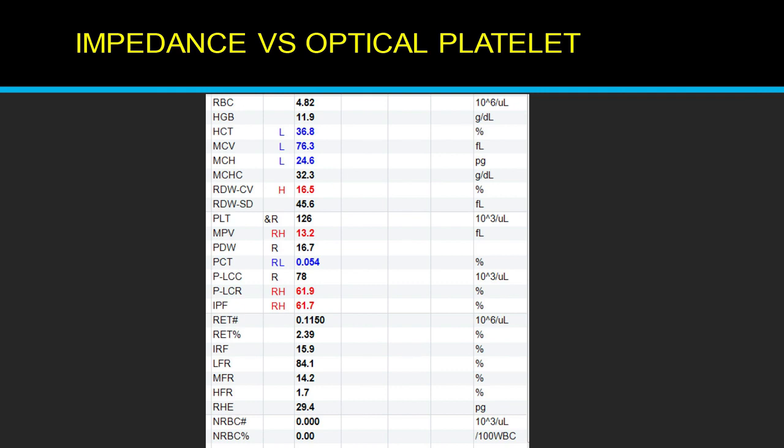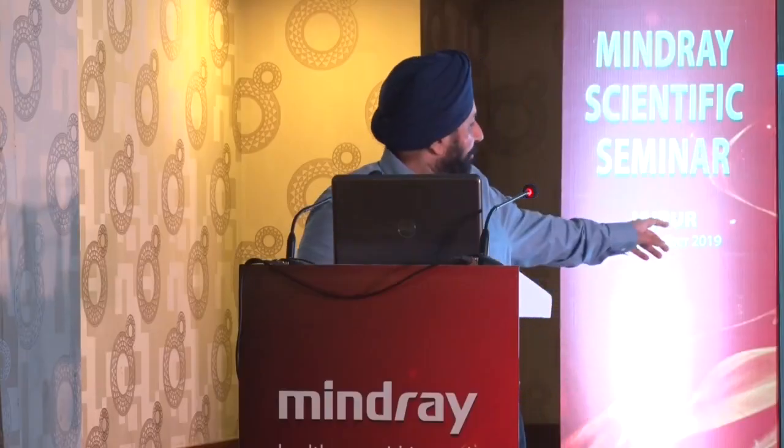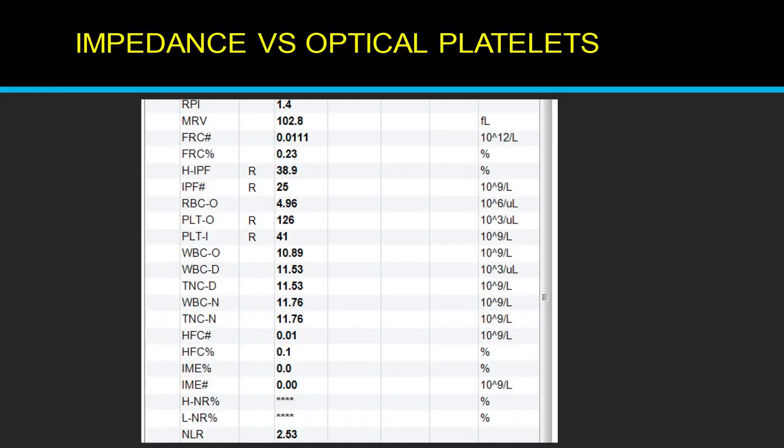The IPF was pretty high, 61.7%. And even if you look at the MPV, that was high, and the platelet large cell ratio was also 61.9%. So there were a lot of giant platelets in this case. So if you look at this research parameter mode, the impedance was 41,000 and the optical platelet was 1,26,000.